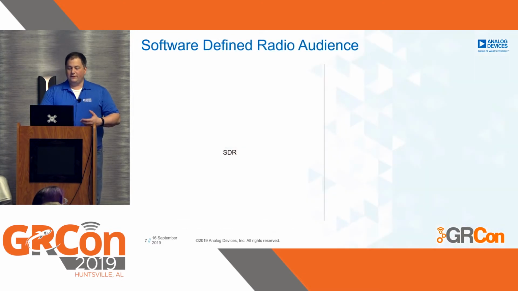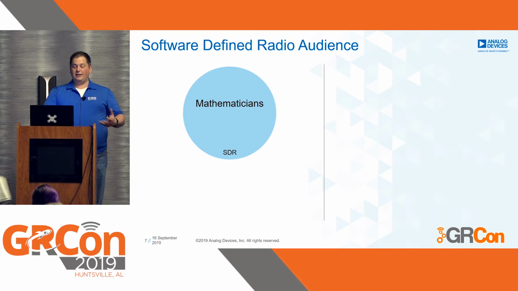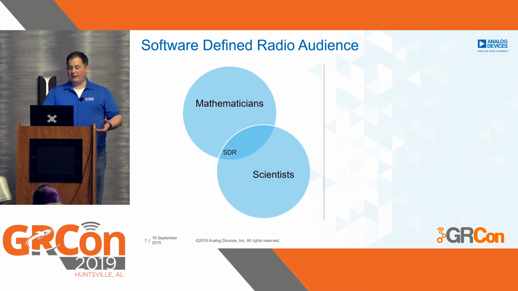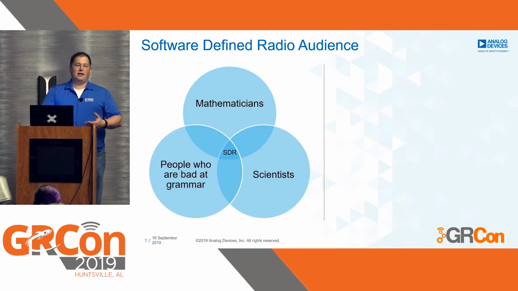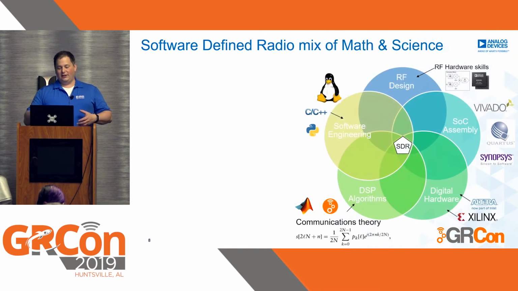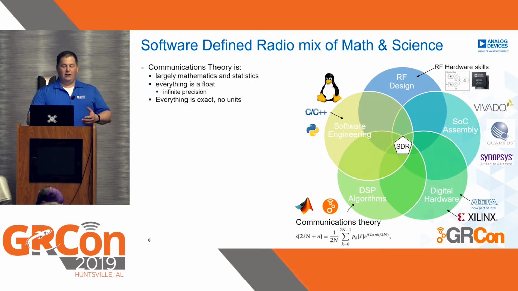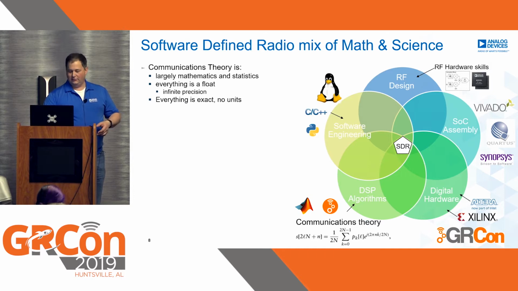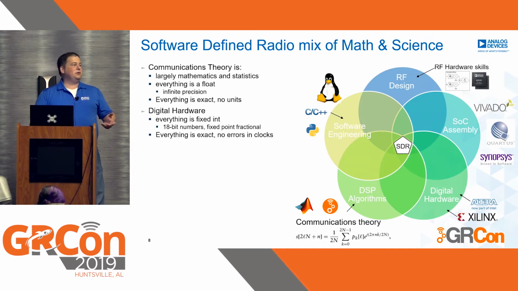So in the world of software-defined radio, we have lots of mathematicians, lots of scientists, and lots of people who are bad at grammar. And so there are a lot of people who think of we have our software engineering, our hardware, SoC, DSP, FPGA folks, and communication theory is mostly mathematics. Everything is a float, infinite precision, everything is exact, and there's no units on anything. What are the units of entropy?